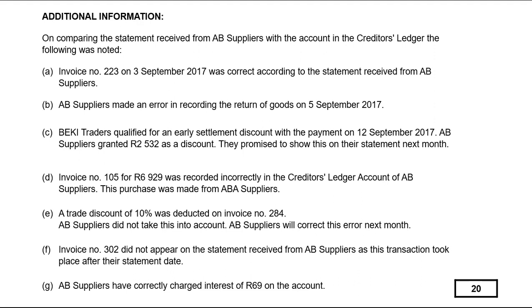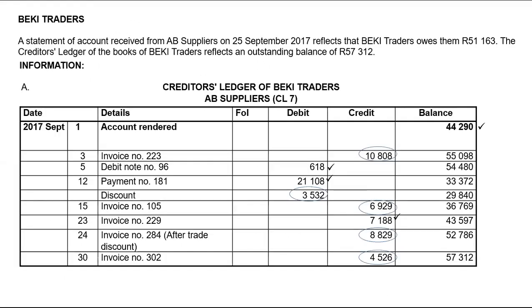Let's go to E. A trade discount of 10% was deducted on invoice number 284. AB suppliers did not take this into account. AB suppliers will correct this error next month. Okay. So they basically did not take, they gave us a trade discount. So they were supposed to have recorded whatever we bought from them at 90%. Now I'm going to check how much we recorded for that invoice, compare it to how much they recorded.